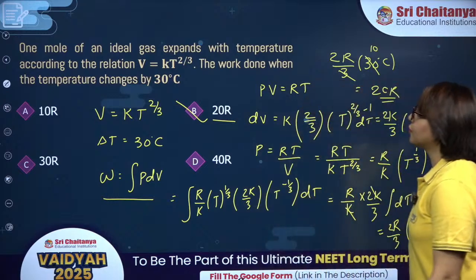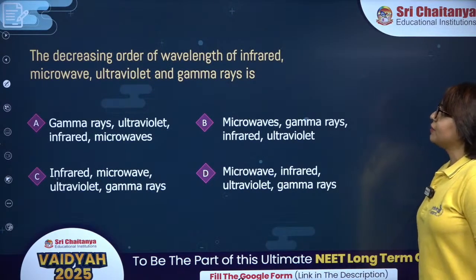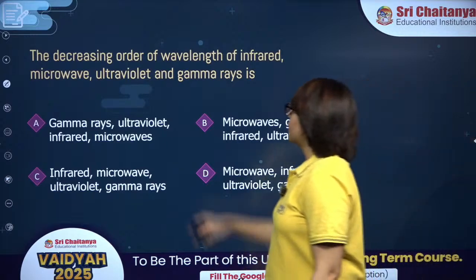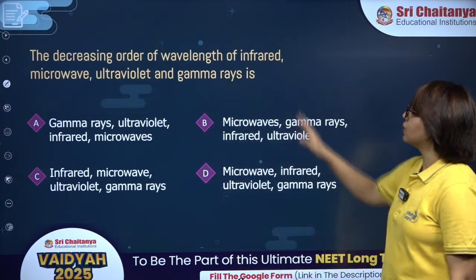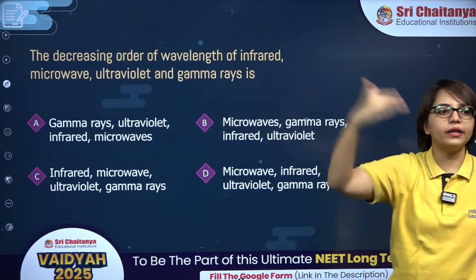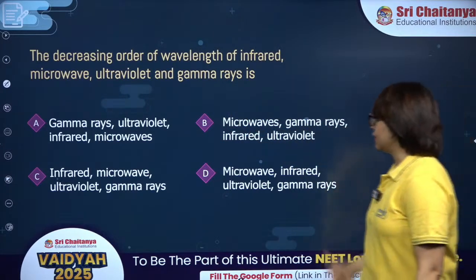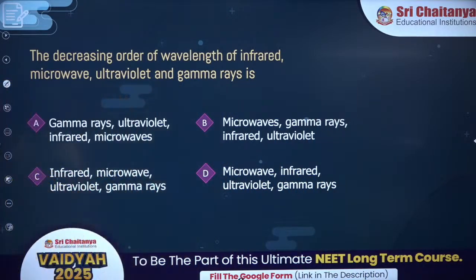Let's move on to the next one. The decreasing order of wavelength of infrared, microwave, ultraviolet and gamma rays is. So you have to arrange these 4 waves, infra, micro, ultra and gamma, in decreasing order of their wavelength. Try this one, come on guys.